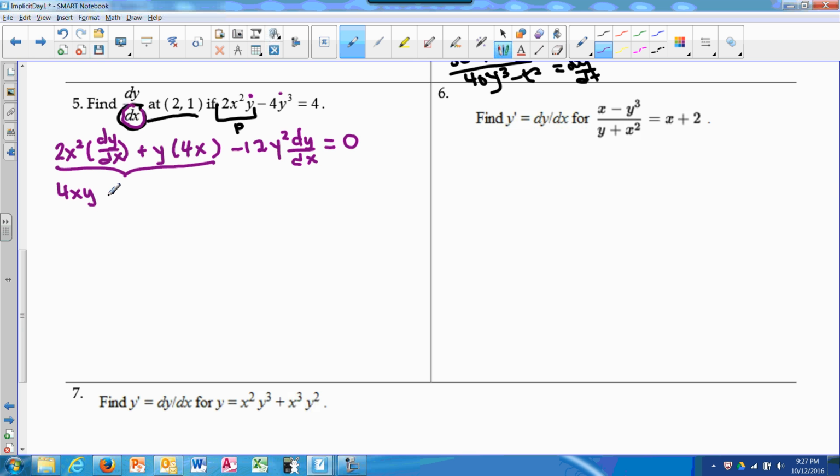So I'm going to keep 4xy on the left-hand side. To the right-hand side, I'm going to move over the other terms. When I move them over, remember they switch signs algebraically. So 12y squared dy dx minus 2x squared dy dx.